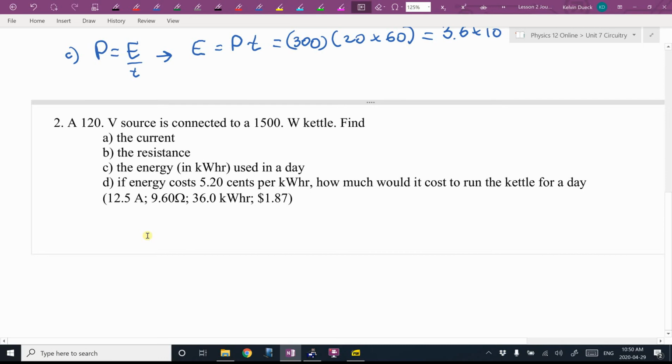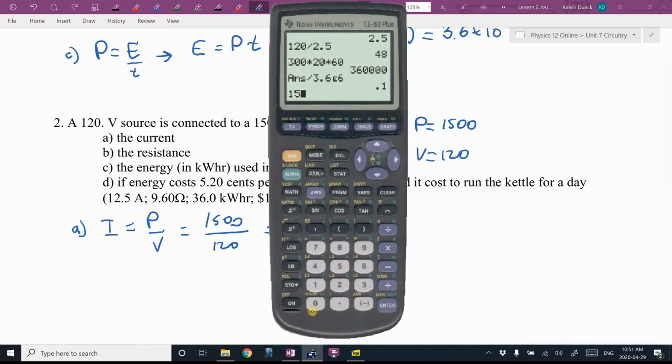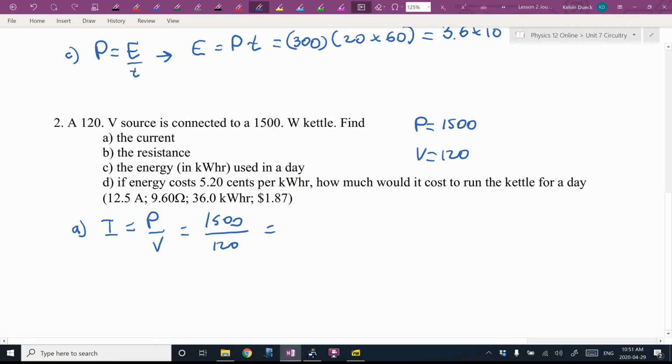Okay, they want the current. Again, they've given me the power, 1500 watts. The more heat an appliance is moving around, the more watts it's going to use. So a kettle is going to be typically a fairly high wattage appliance. Voltage is 120. So again, current is power divided by voltage. It's going to be 1500 divided by 120. And 12.5 amps.